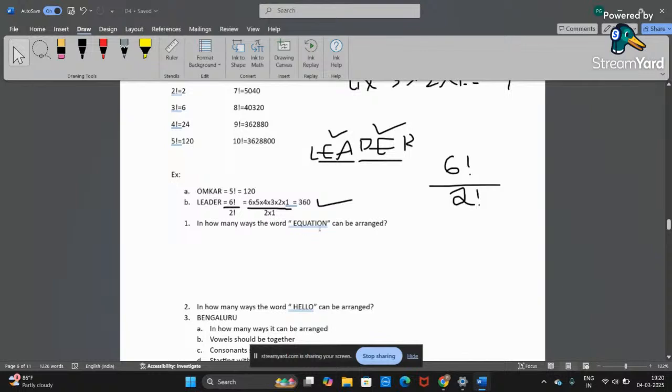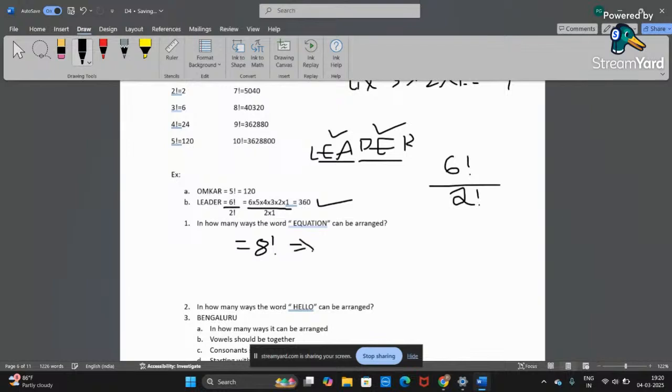The word equation. Is there any repetition in this word? No, right? So, how many letters are there? 5, 6, 7, 8 letters are there. So, directly we can write it as 8 factorial.